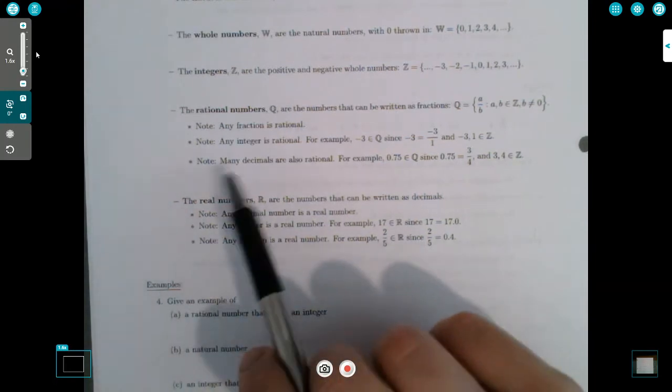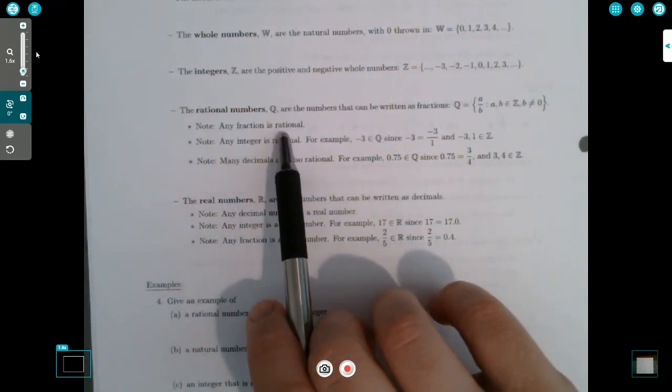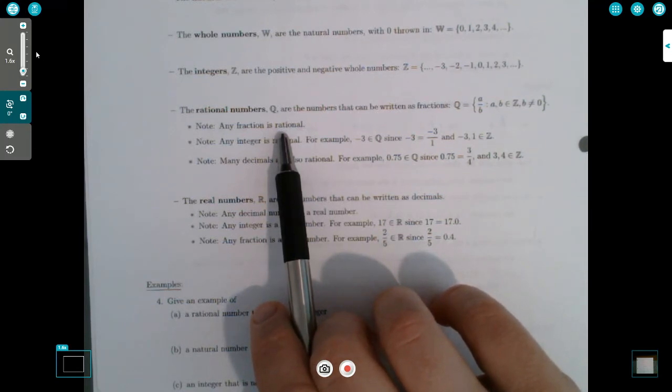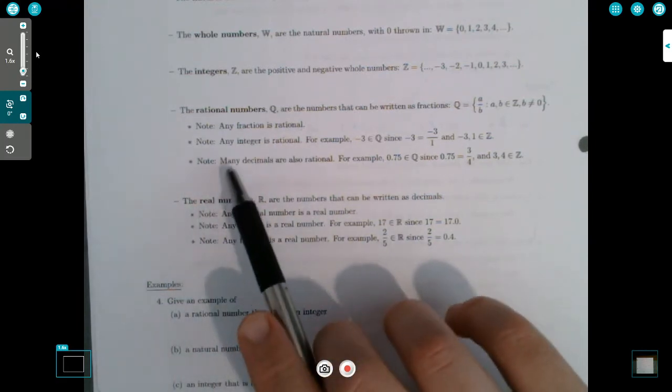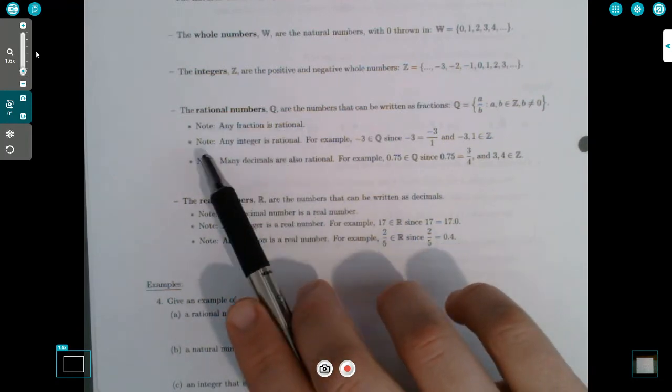So a couple things to point out. Any fraction is rational, okay? So any fraction is rational. Of course, when I say fraction, I mean the numerator and denominator have to be whole numbers, okay? But as long as that's the case, then that's going to be a rational number. But there are other rational numbers too, right?